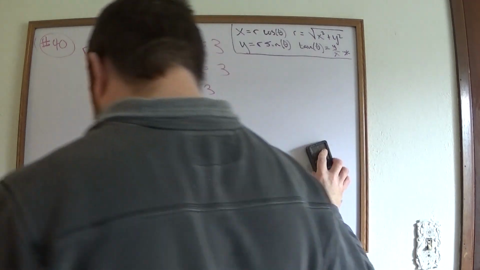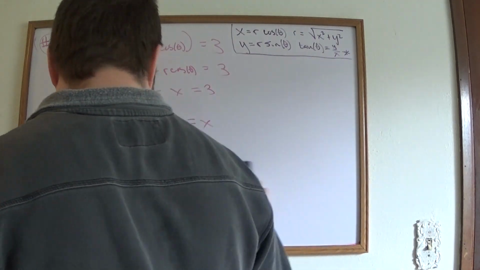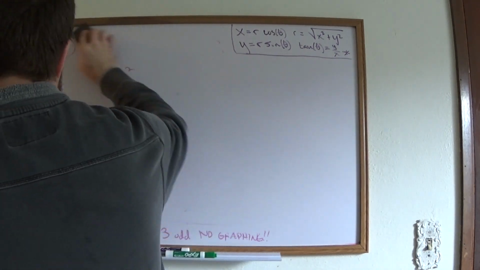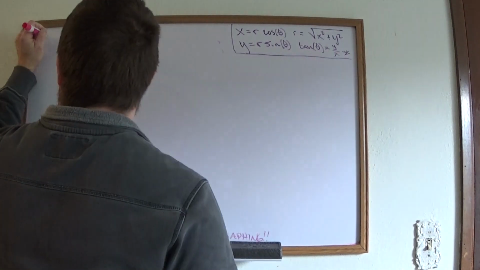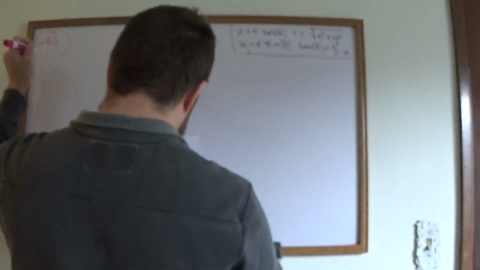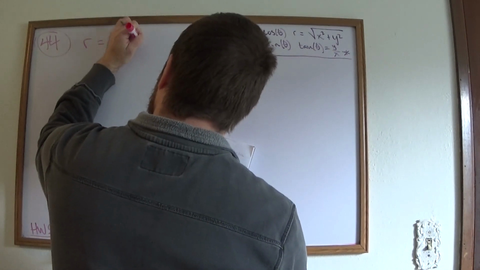Okay, now here's 44. This is the last one we've got. It's the hardest one. The last one's always rough. Number 44. Okay, here we go.